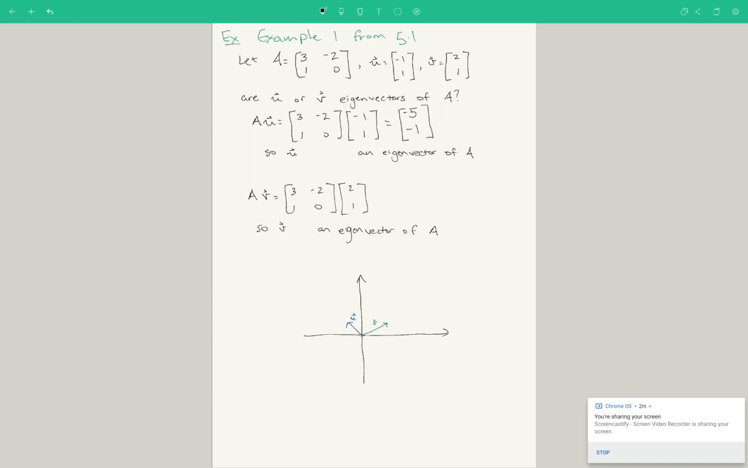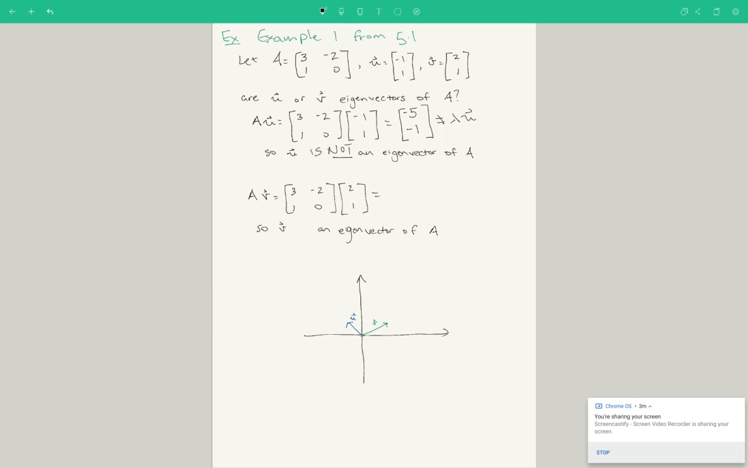Is (-5, -1) a scalar multiple of (-1, 1)? Well, we'd have to multiply negative 1 by 5 to get negative 5, but if we multiplied 1 by 5, we'd get 5, not negative 1. So this is not a scalar multiple, which means that u is not an eigenvector of A. Let's try it out with v now.